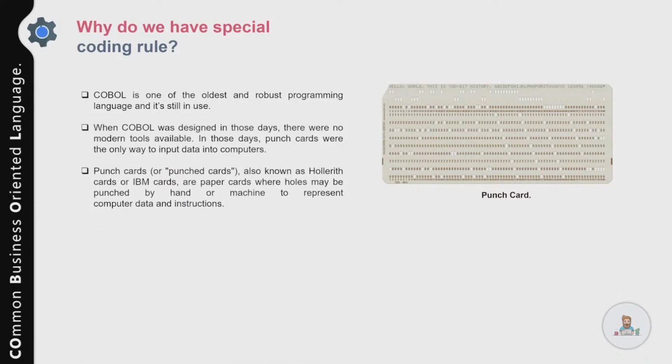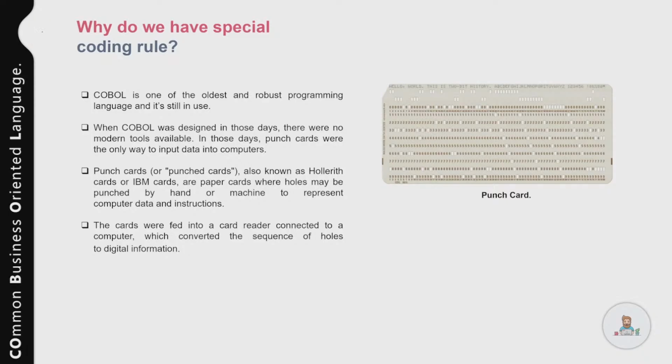So in those days, punch cards were the only way to input data into computers. Punch cards are paper cards where holes may be punched either by hand or by machine. And these holes actually represent computer data and instructions. Lastly, these cards or stack of cards were fed into the card reader, which is connected to a computer, that eventually converts the sequence of holes into digital information.